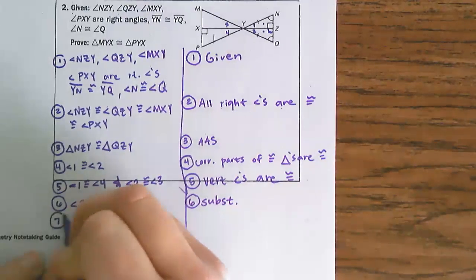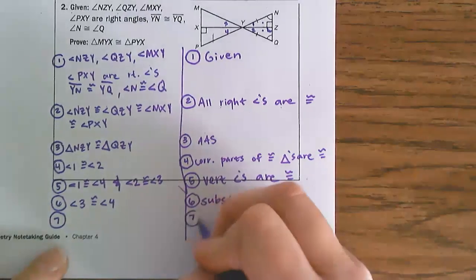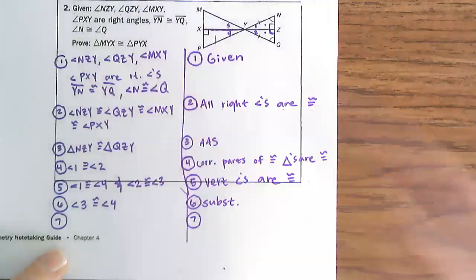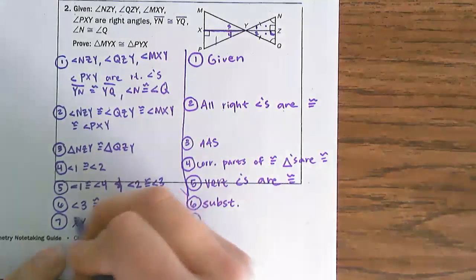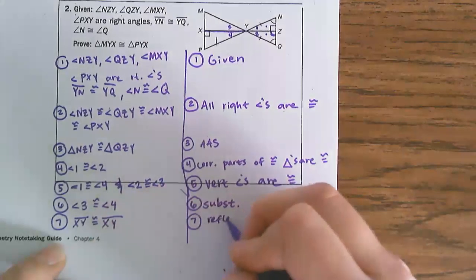Step 7. Oh, this one's Carson's favorite. Reflexive property. So looking at this triangle, XY is congruent to itself. Reflexive property.